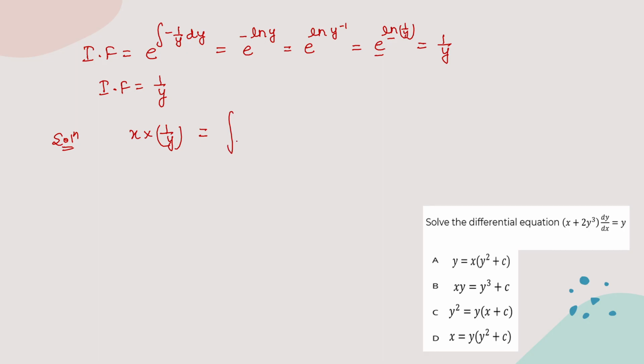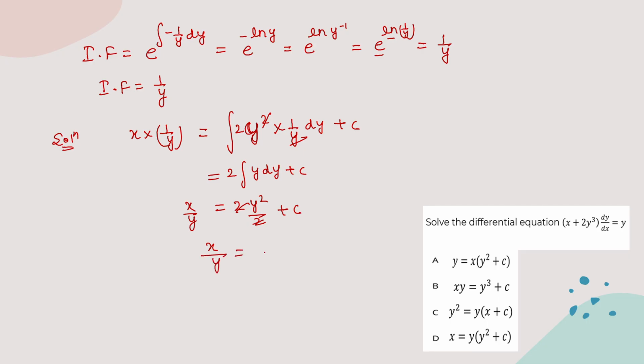is equal to the integration of Q(y). Q(y) was nothing but, let me check, 2y², I guess, right? 2y² into 1 by y into dy plus c. This y and y is gone. One of the y and one of the y is gone. 2 will be taken outside. y dy plus c, and then we will be getting 2y²/2 plus c, and this is x by y. So 2 and 2 is gone, and you can say that the final equation is x by y is equal to y² plus c.